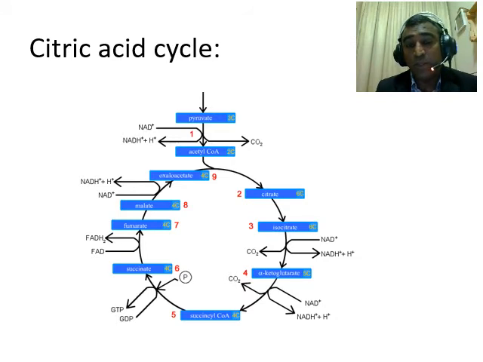But do remember that once the glucose undergoes glycolytic pathway, pyruvate will be the end product, and pyruvate then enters mitochondria into the matrix, and then it will be converted to acetyl coenzyme A, and only then the citric acid cycle will begin, and it is a total of 8 steps.